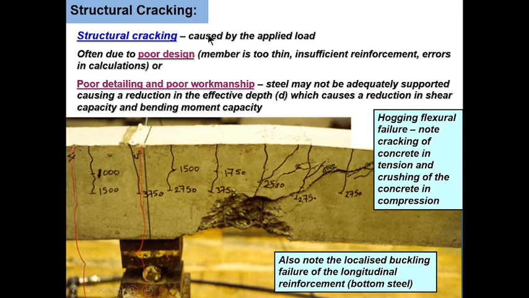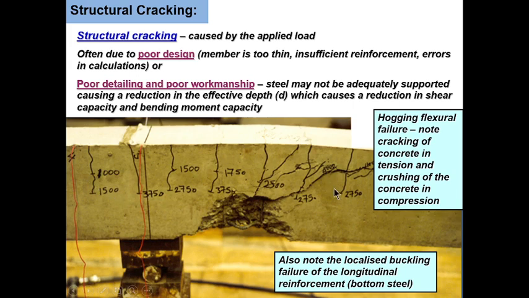Like we said, structural cracks are caused by applied load, often due to poor design, a member that is too thin, insufficient reinforcement, error in calculation, poor detailing or poor workmanship. Steel may not be adequately supported, causing a reduction in the effective depth, which causes a reduction in shear capacity and bending moment capacity of the concrete. So all this poor detailing or poor workmanship can result in structural cracking.